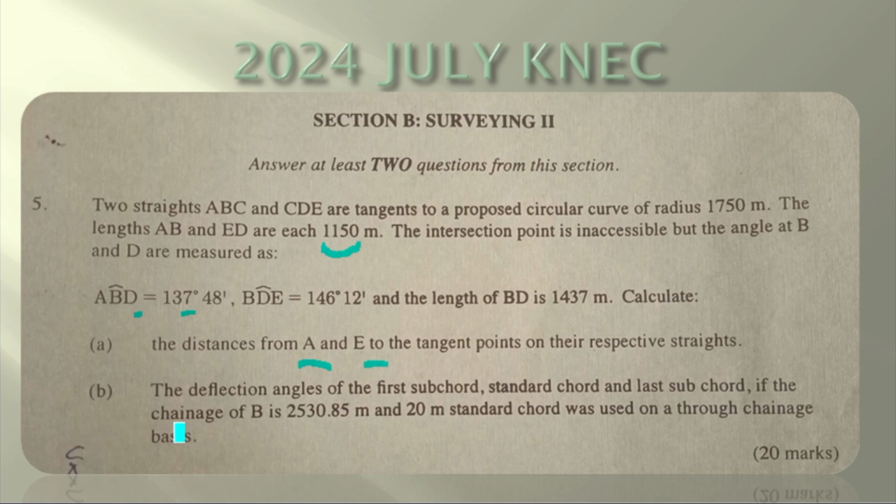And then the second question: the deflection angle for the first subchord, the standard chords, and the last subchord, if the chainage of T1 is 2530.85 meters and 20 meter standard chords were used through the chainage basis. So here is a total of 20 marks that we can tackle. This is a simple question. First of all, we are going to tackle A, then later we are going to do B.